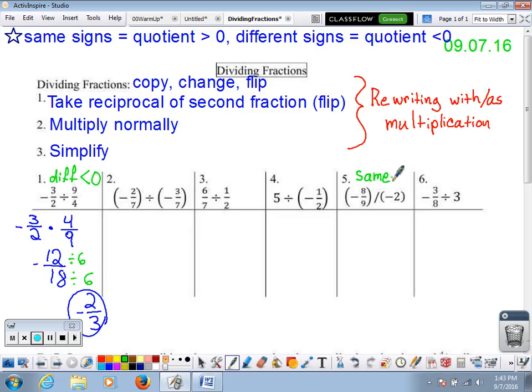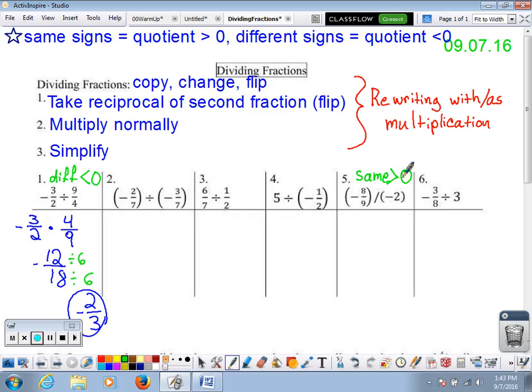Take a look at what we wrote way up top. Good. It's going to be positive. Okay, remember that greater than 0 means positive. So I know no matter what happens here, I'm going to have a positive quotient.